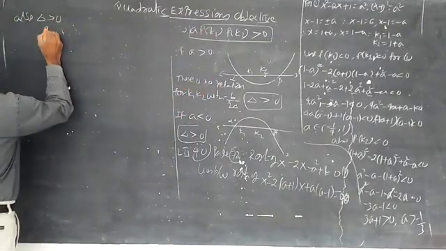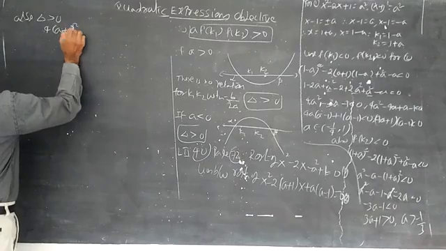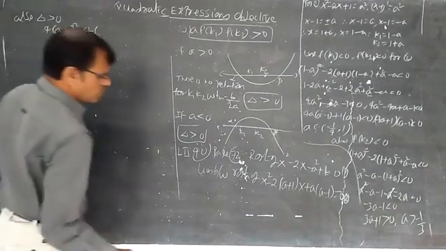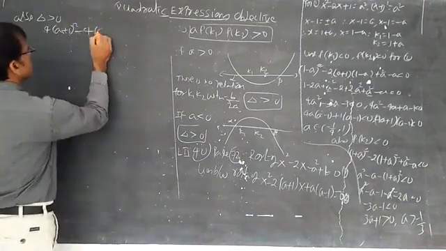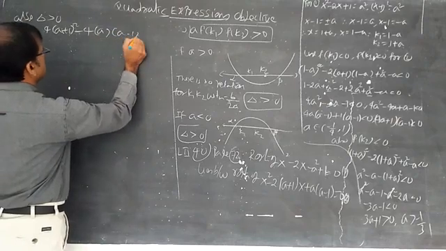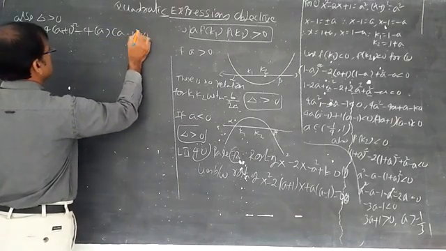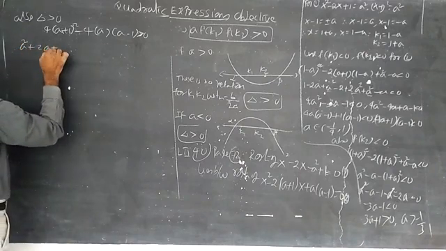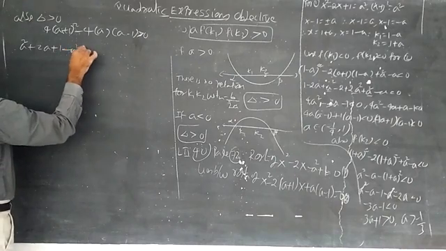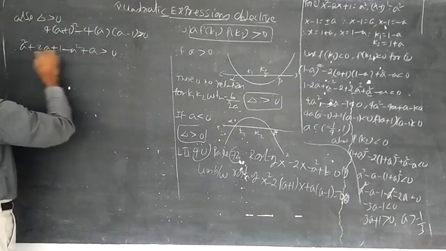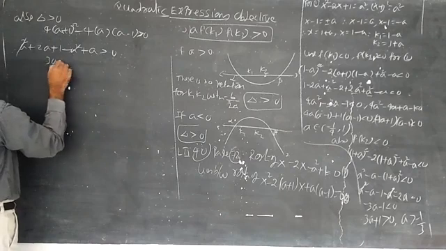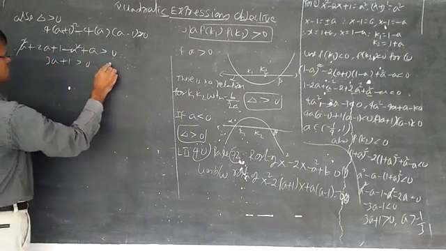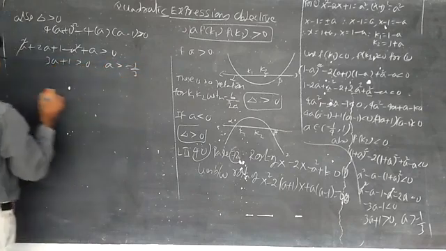4 into (a plus 1) whole square minus 4 into 1 into (a minus 1) greater than 0. 4 divided by 4, it becomes a square plus 2a plus 1 minus a square plus a greater than 0. A square gets cancelled. Same concept we got, friends. A greater than minus 1 by 3.